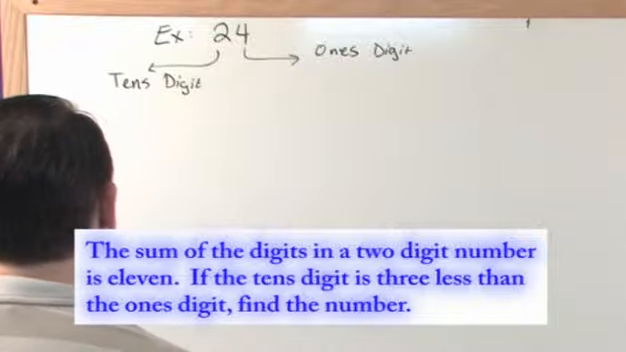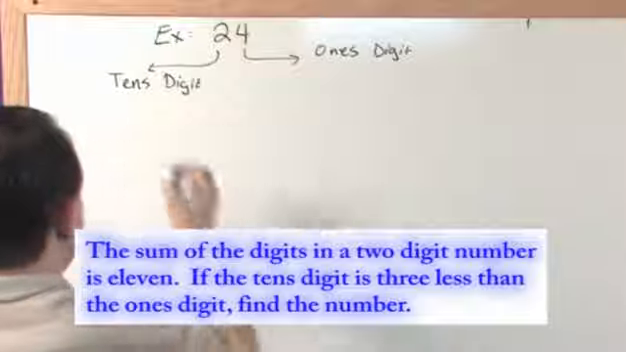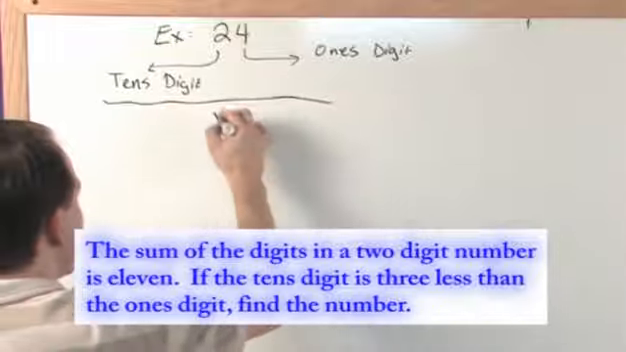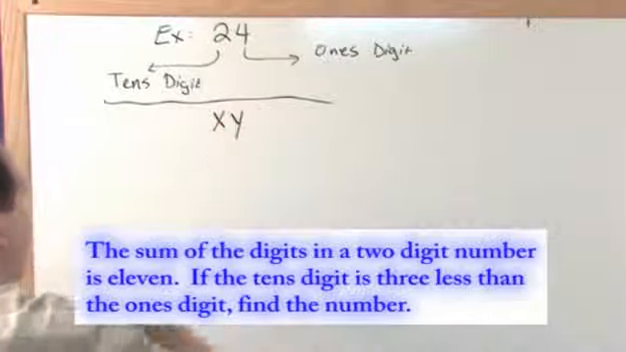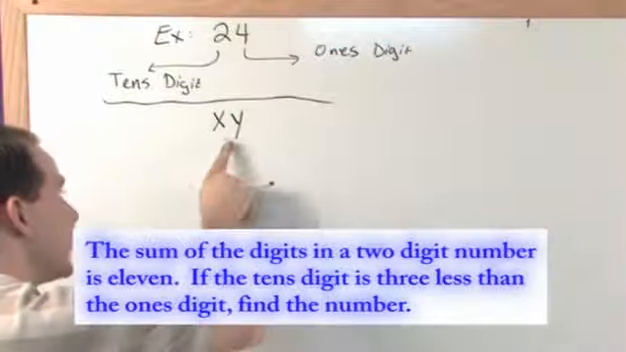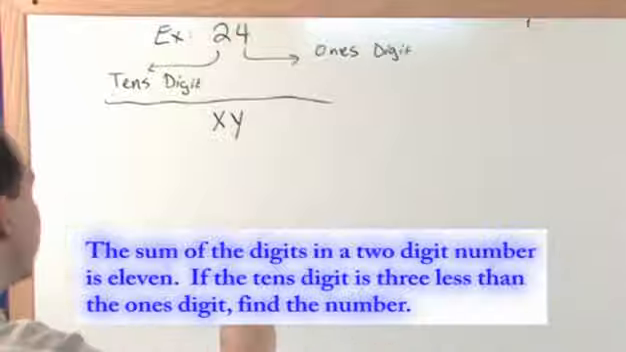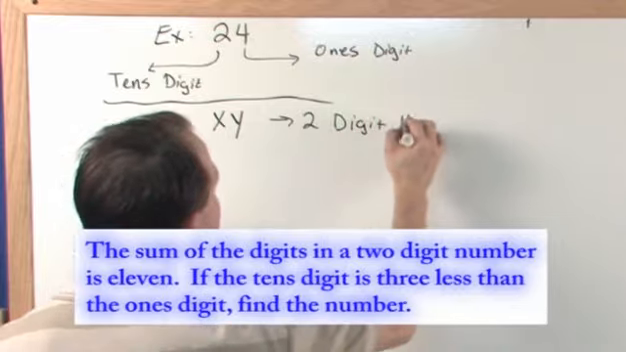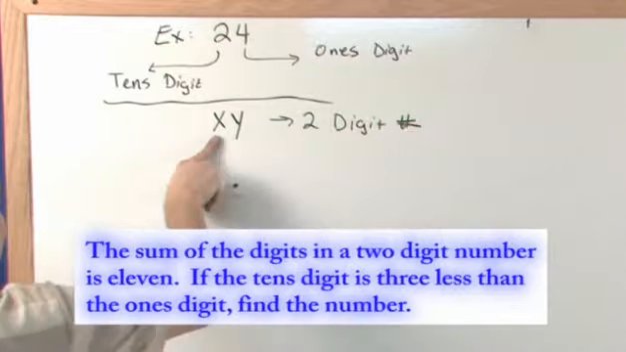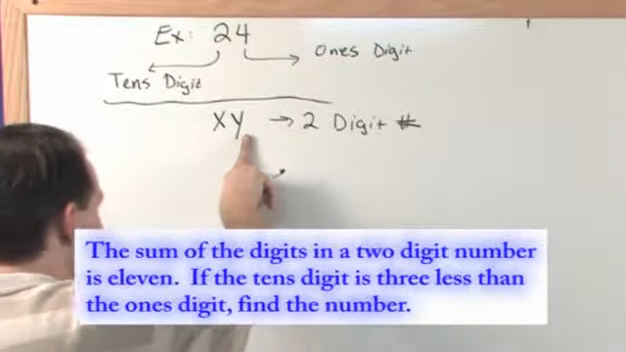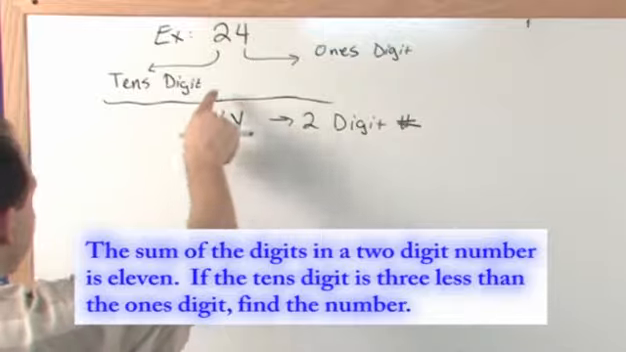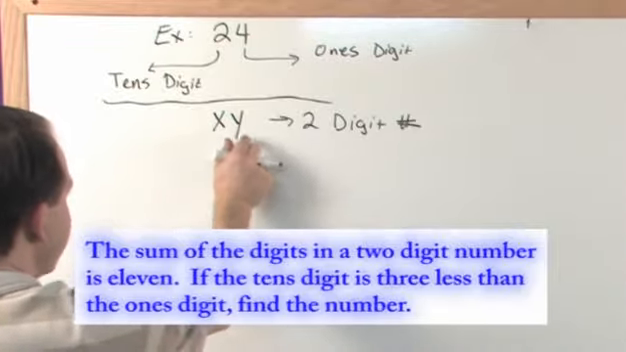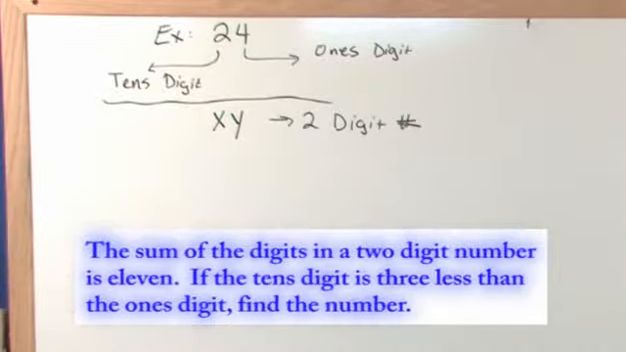In this problem, we don't know what the number is, but we know it's a 2-digit number, and we're trying to find what these digits are, so we're going to say the number looks like xy. Now, this is not x times y. That's not what I'm trying to say here. All I'm trying to say is we have a 2-digit number, and this is the tens digit, which is x, and this is the ones digit, which is y. These are not multiplied together. This would be like 24 or 32 or 47, but the digit here is going to be x and the digit here is going to be y. That's all I'm trying to say there.